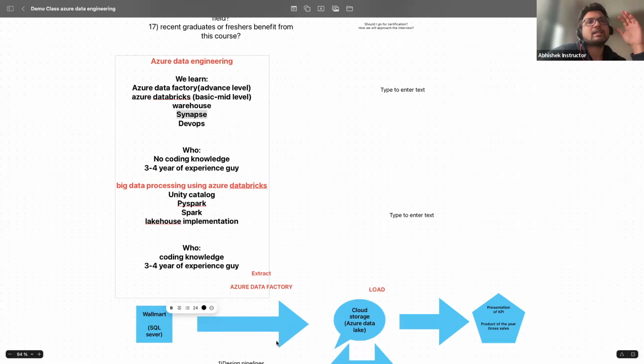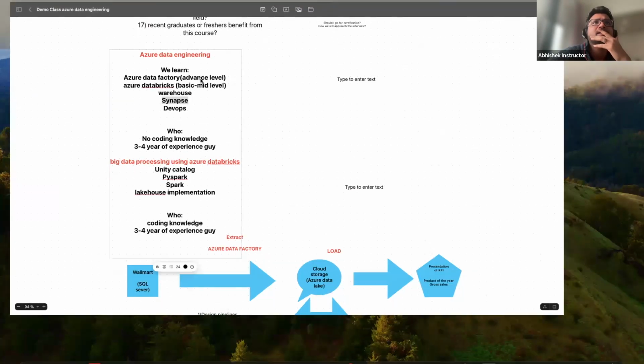And then suppose somebody says, Abhishek, I have 8 years of experience or 6-7 years of experience, then I suggest enrolling for both of the courses. Reason being that you're an experienced person, and when you switch, people will expect you to know more, right? So ideally you should enroll for both of the courses in that case.